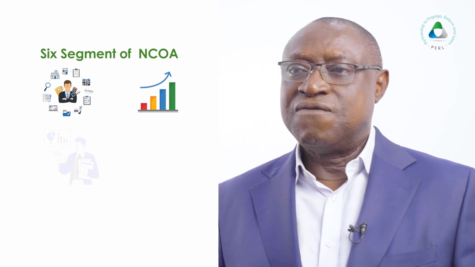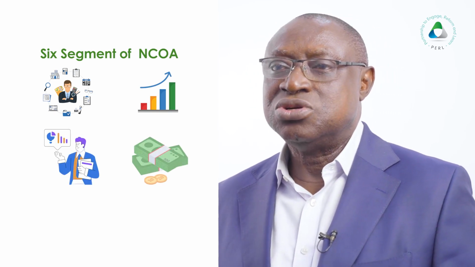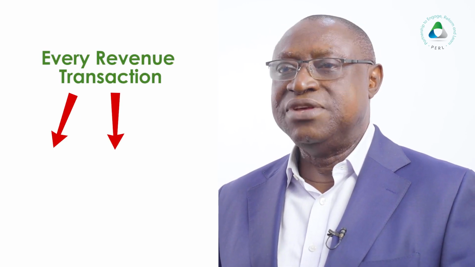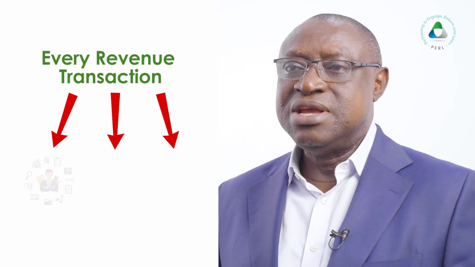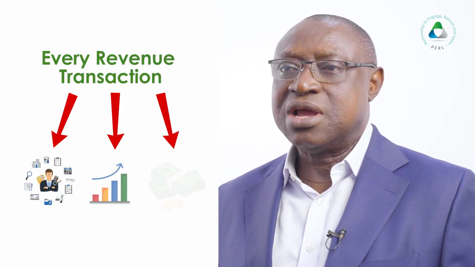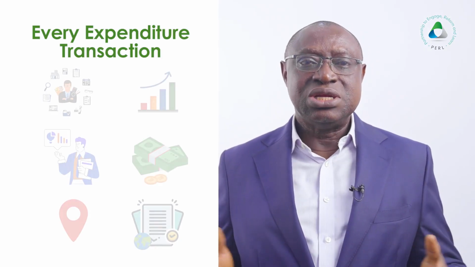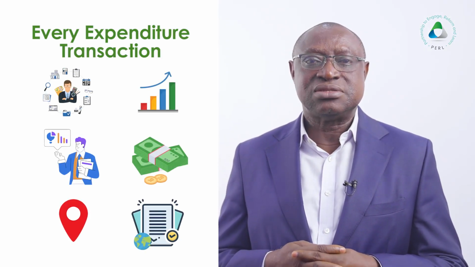The NCOA has six segments. This can be thought of as dimensions of analysis. The segments are administrative, economic, function, fund, geolocation, and program. Every revenue transaction should be coded to three of the six segments, these being administrative, economic, and fund, while expenditure transactions are expected to be coded to all six segments.